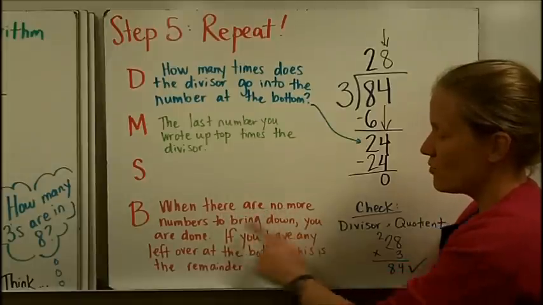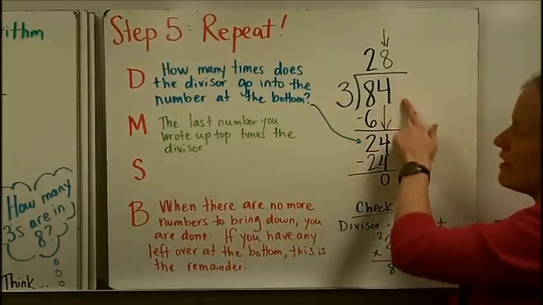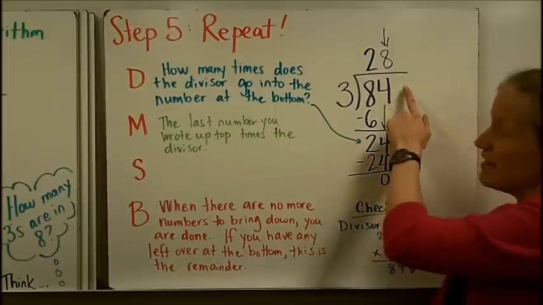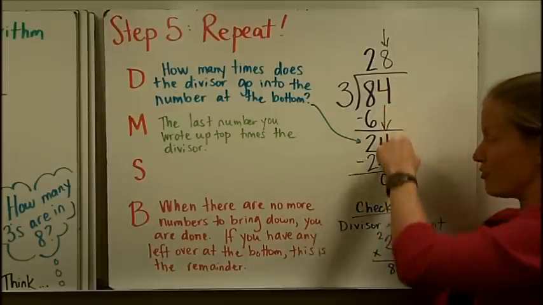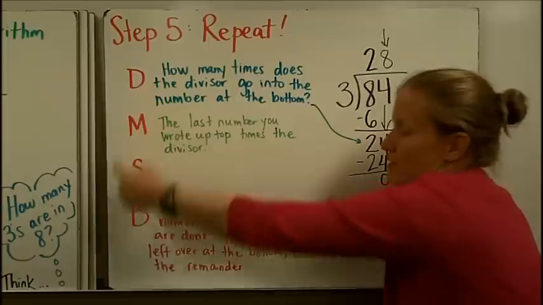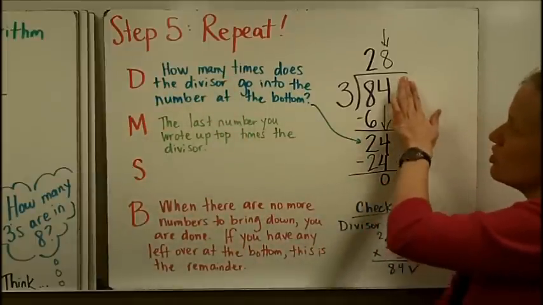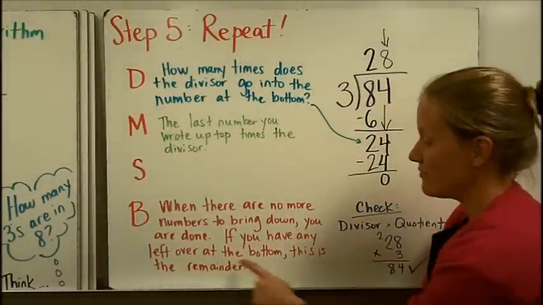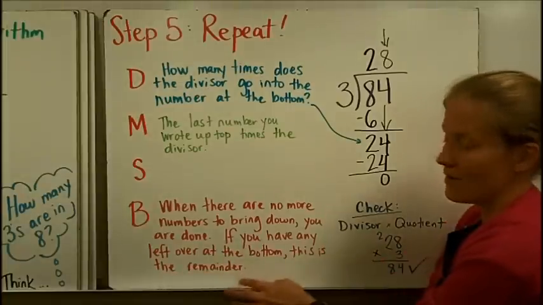When there are no more numbers to bring down, see I have nothing else left beside the 4, you are done. But if I had had another number here, I would have brought it down and kept on going through these steps. But once there are no more numbers to bring down, then I'm done. If I have any left over at the bottom, this is the remainder.